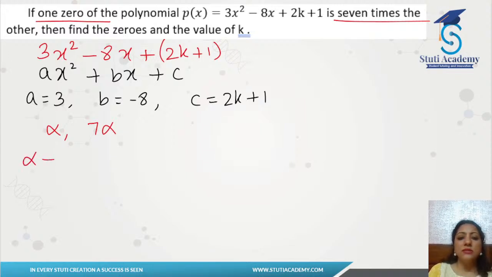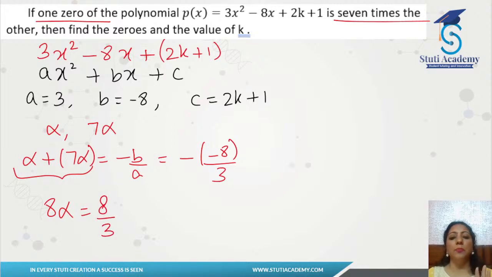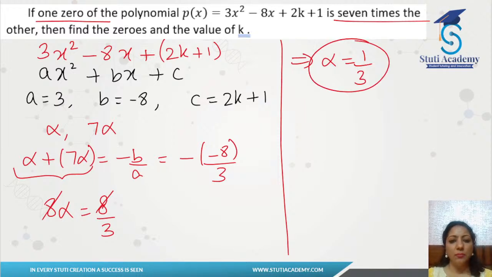We also know that the sum of the zeros is given by minus b upon a. So that is minus 8 upon 3. I put minus 8 in place of b and I put 3 in place of a. So it's minus 8 upon 3. So this can be written as 8 alpha and this is same as minus 8 upon 3. So I'm writing it as 8 upon 3 in the next step. Minus will become plus. You can cancel out these 8s and then you will get alpha is equal to 1 by 3.